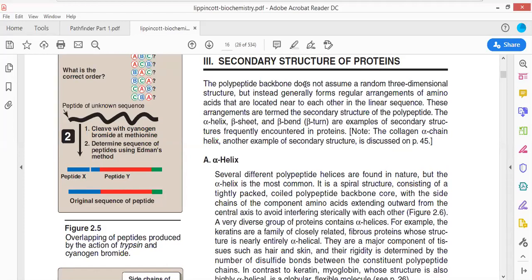The polypeptide backbone does not assume a random three-dimensional structure, but instead generally forms regular arrangements of amino acids that are located near to each other in a linear sequence. These arrangements are termed the secondary structure of the polypeptide. It is a localized arrangement of amino acid residues that are located near to each other in the linear sequence. These arrangements are referred to as the secondary structure of the polypeptide.